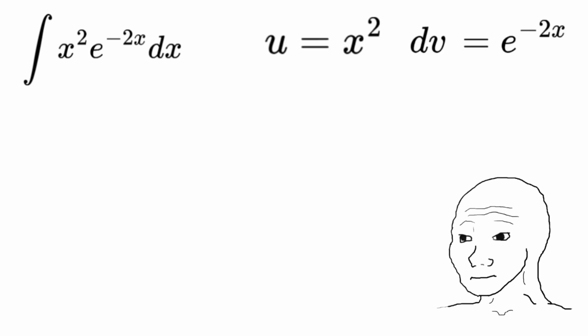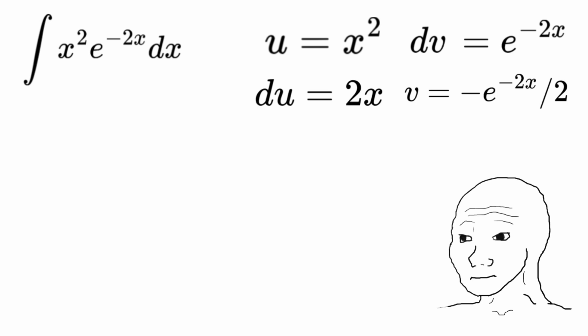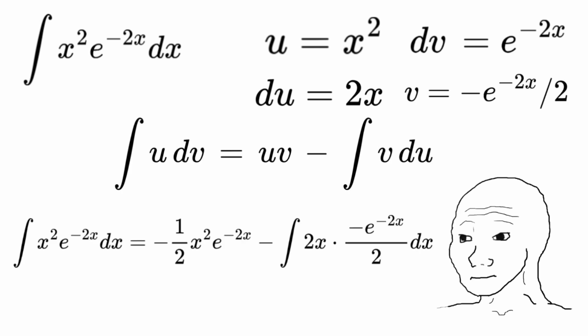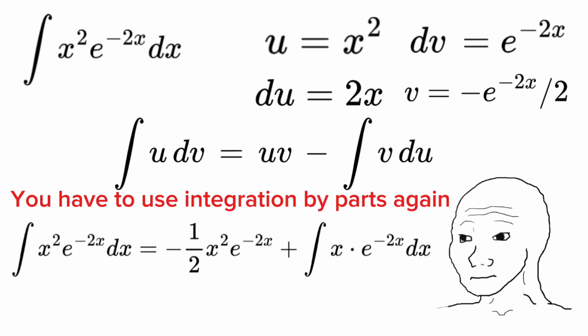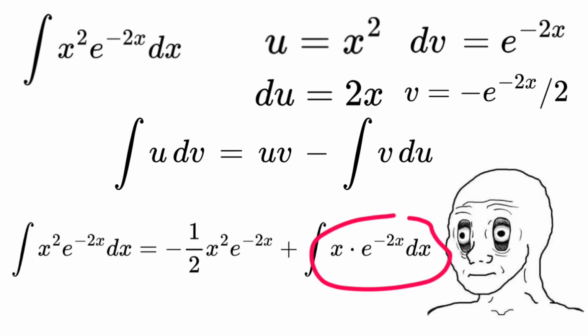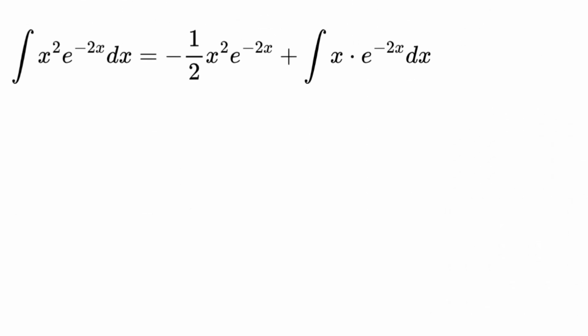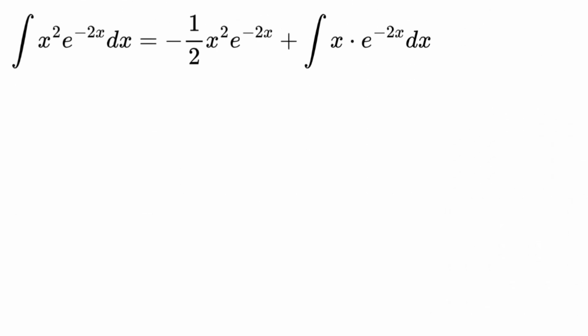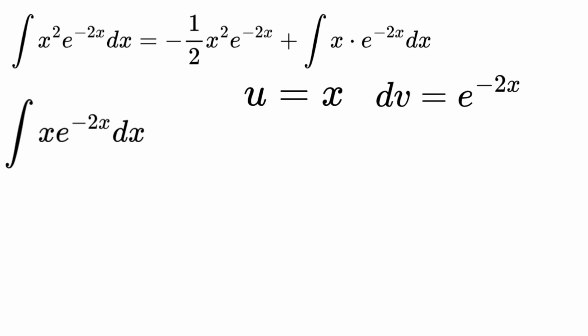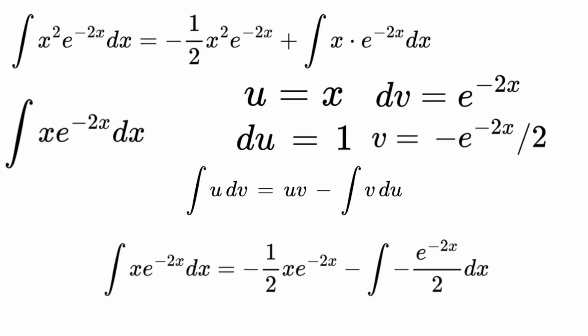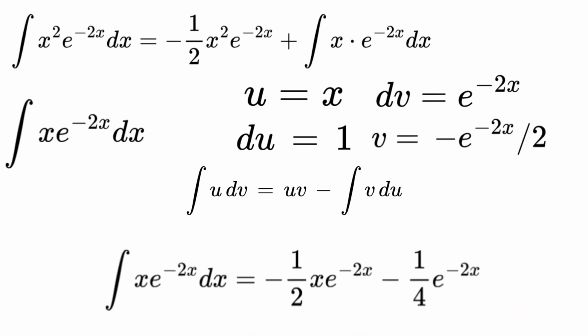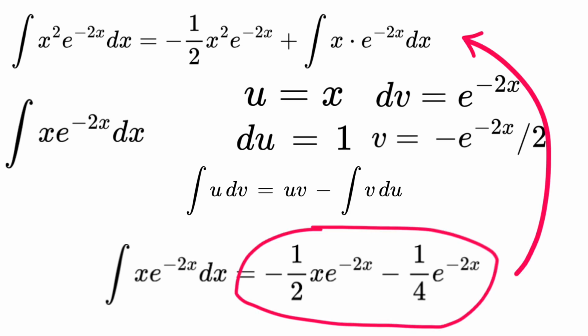Now differentiate u and integrate dv. Use the formula. Plug it in. Simplify a little bit. And now, you have to use integration by parts again. So here we go again. For this integral, set u and dv. Integrate and differentiate. Now use the integration by parts formula again. Finish this last integral. Now sub this back in.